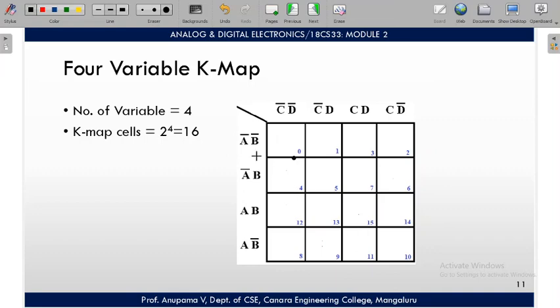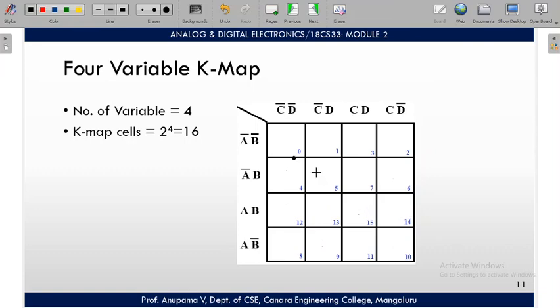The first two variables, A and B, are written vertically like A bar B bar, A bar B, A B and A B bar. Similarly, the last two variables are written horizontally in the form of C bar D bar, C bar D, C D and C D bar. The minterm entries are 0, 1, 3, 2, 4, 5, 7, 6, 12, 13, 15, 14, 8, 9, 11, 10. These entries indicate the location of the minterm values in the Karnaugh map.